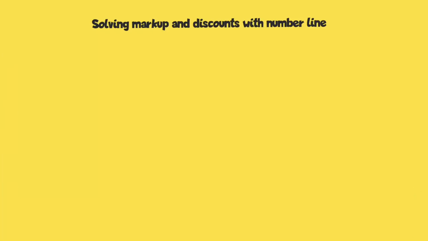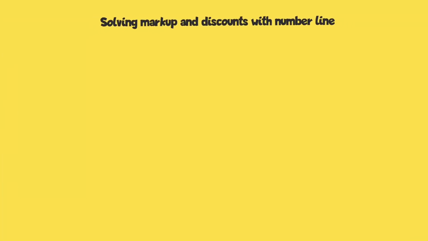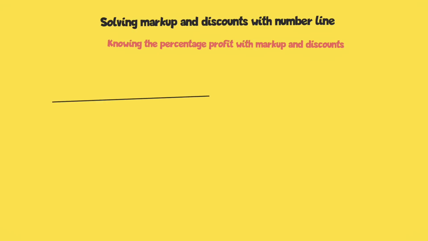Now we'll see how the magical number line solves problems related to markup and discount. We had seen how it solved problems of successive discounts. Now let us see how it solves problems of markup and discounts, where they ask you for the percentage profit. So if markup as well as the discount is given and you are being asked about the percentage profit, then go for this method. So let's draw the magical number line.